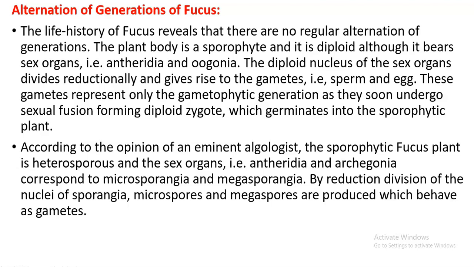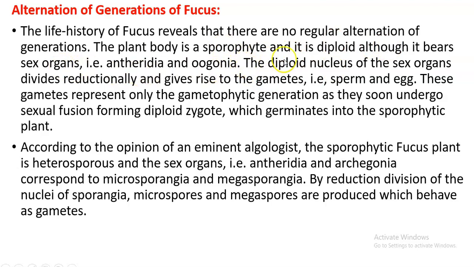Now coming to the alternation of generation of FUCUS. If some questions are asked, then you have to understand that there is no such alternation of generation in FUCUS, because the only thallus structure that we see is a sporophytic body. The plant body is a sporophyte and it is diploid. Okay, but there is a unique difference. This sporophytic body is bearing the sex organs, that is antheridia and oogonia.